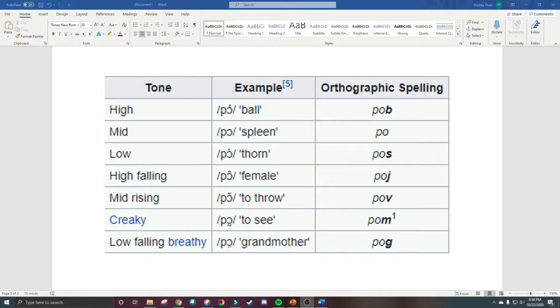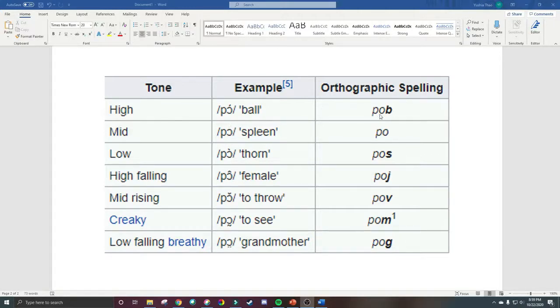Here is a better explanation of the tones at the end of a word. So, we're going to be talking about these right here. These are your tones: the B, the S, the J, the V, the M, and the G. So, B is the highest sound. If it doesn't have anything at the end of it, it's mid-range. Then low range, high falling, mid-rising, creaky, and low falling breathy. I will demonstrate how to pronounce these.